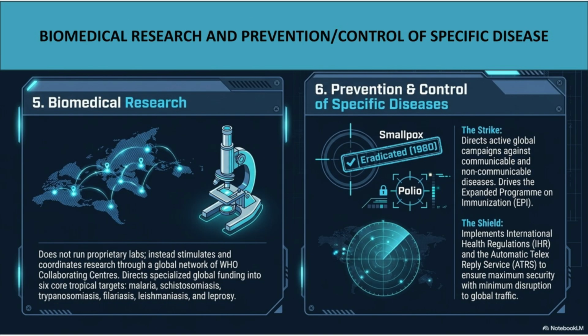In environmental health, WHO advises countries on sanitation, safe drinking water, air quality, food safety, and environmental health standards. WHO also coordinates biomedical research through a worldwide network of collaborating centers and supports research and training in tropical and emerging diseases. In disease prevention, it leads major international campaigns against communicable diseases such as smallpox and polio, while also addressing non-communicable diseases like cancer and cardiovascular diseases.